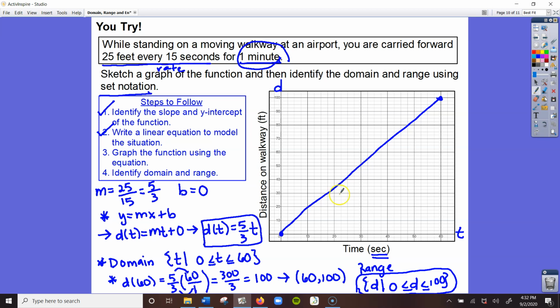And that's it. This is how we can use this verbal description to find the equation, the domain, the range, and the graph.